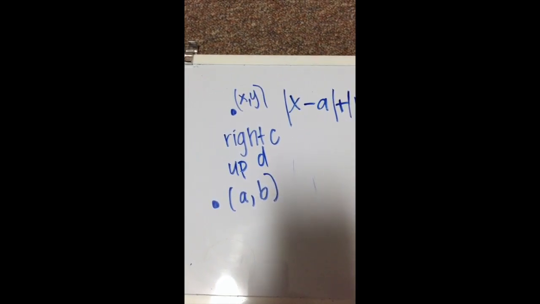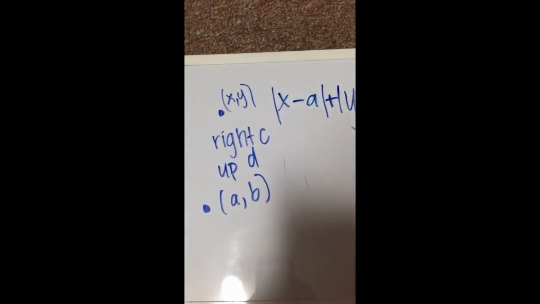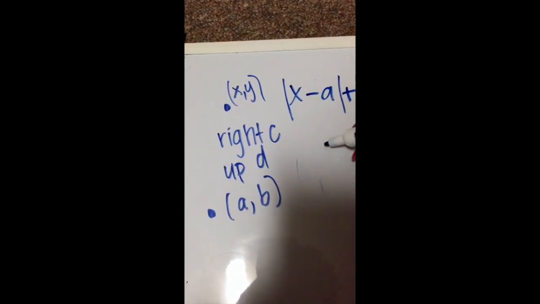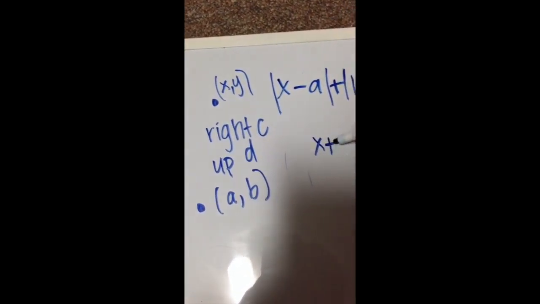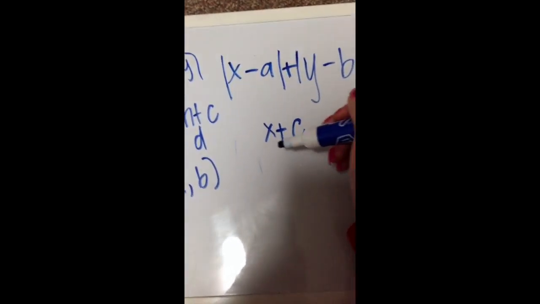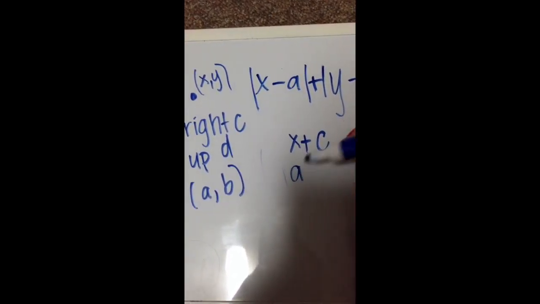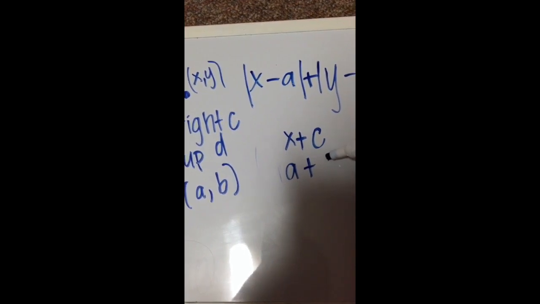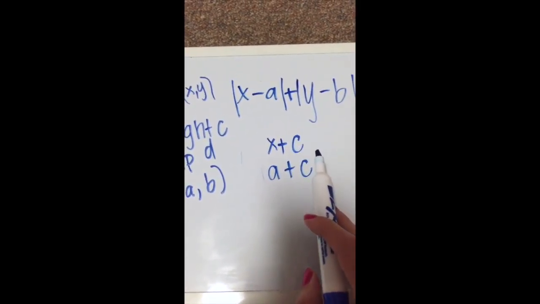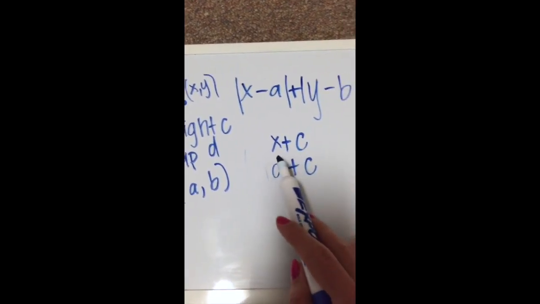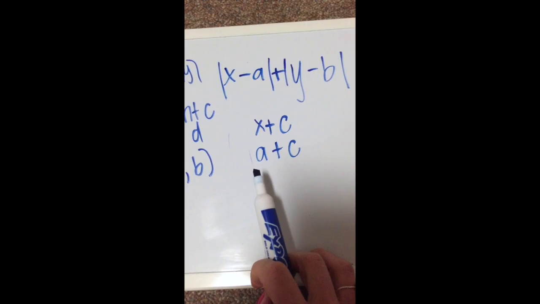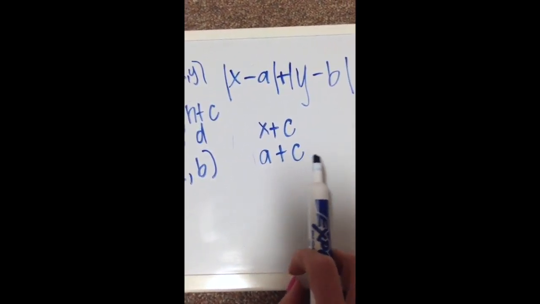So the first thing that we need to do is move our points right. To do this, we add X plus C and A plus C. If the sum of X and C is positive, we move it right. And if the sum of X and C is negative, we move it left. The same is true for the sum of A and C.